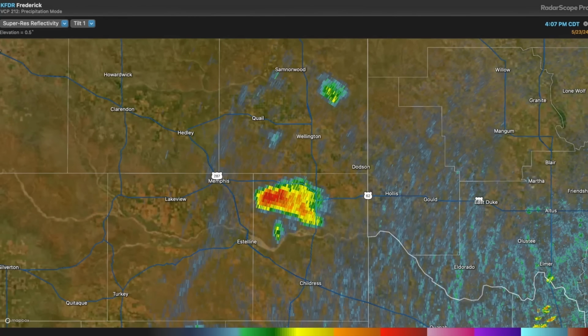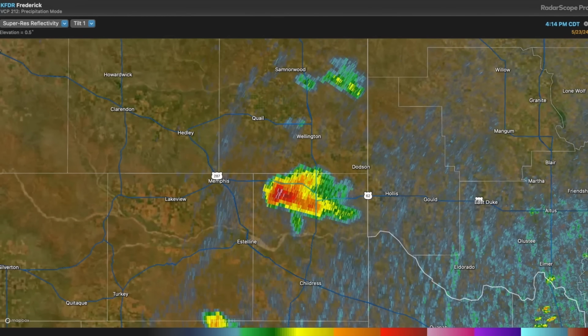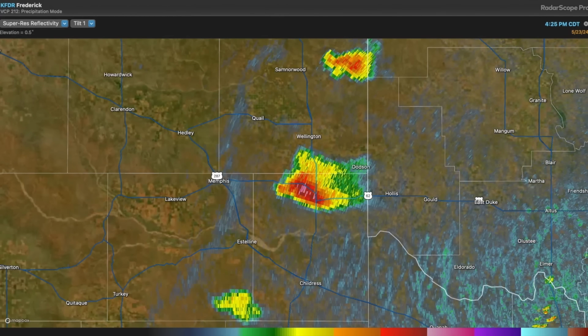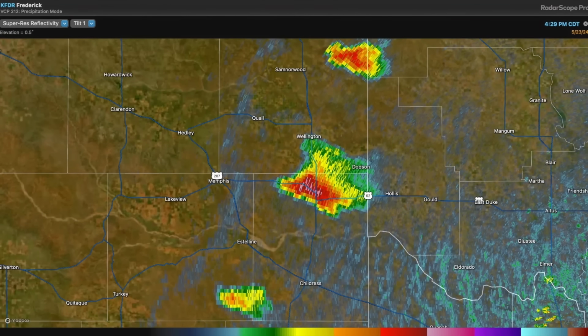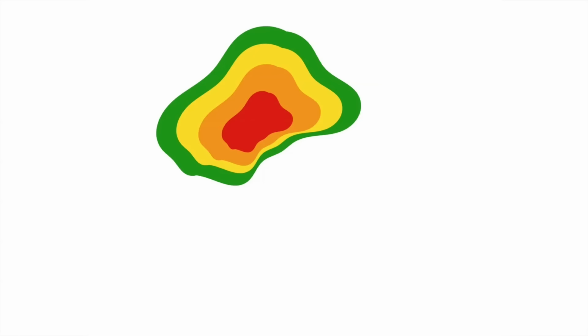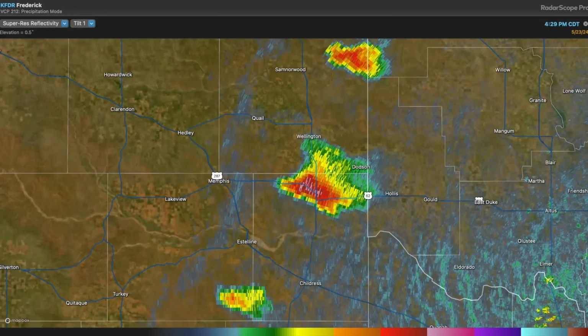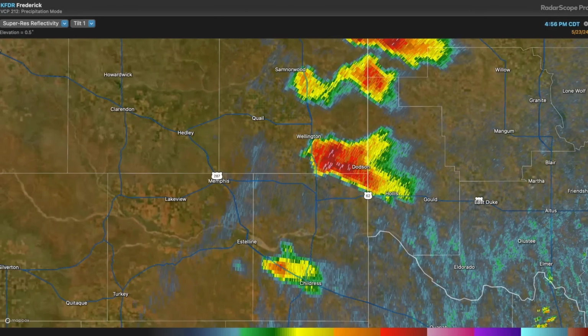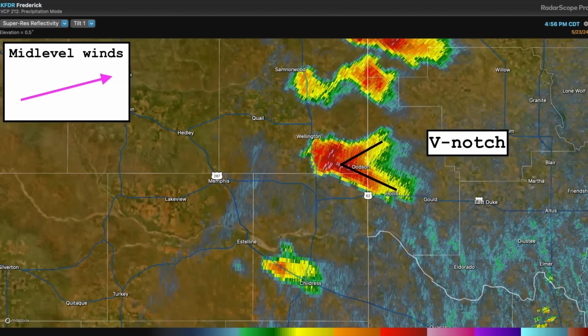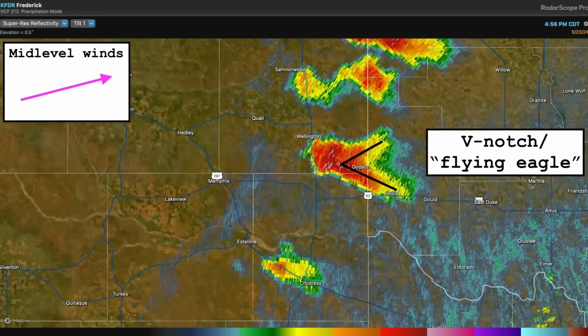As we discussed in the previous episode, intensifying storms frequently feature tight reflectivity gradients around their edges. This is particularly true on the inflow side of a supercell. Here, the gradient demarcates the interface between warm, moist inflow and rain-cooled outflow from the storm's precipitation core. In addition, developing supercells often exhibit something called a V-notch on their downstream side relative to the mid-level winds. Also called a flying eagle shape, it happens as flow is diverted around the core of the intense updraft, which acts as a barrier.